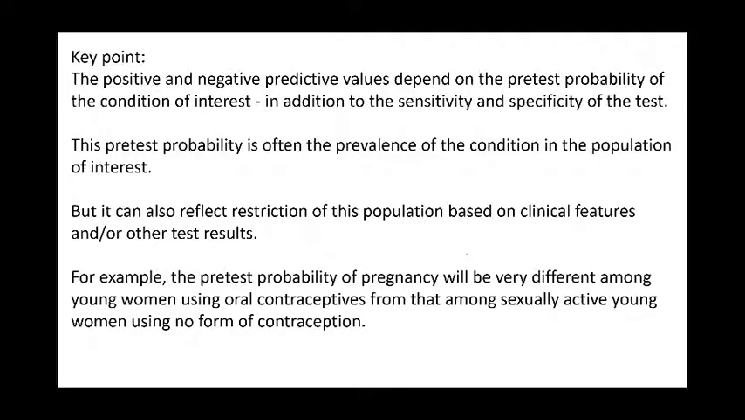So positive and negative predictive values. We've learned what positive predictive value and negative predictive value are. It is A by A plus B, and D by C plus D. So these values are not characteristic of the test, but they change with the population in which the test is being used.